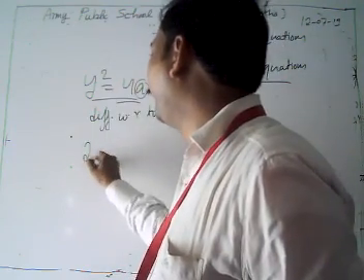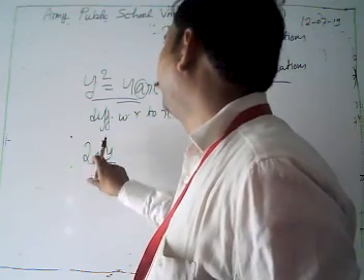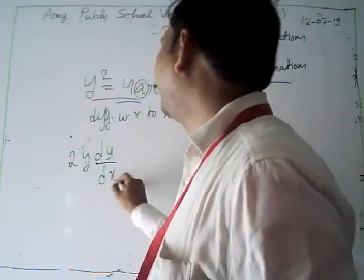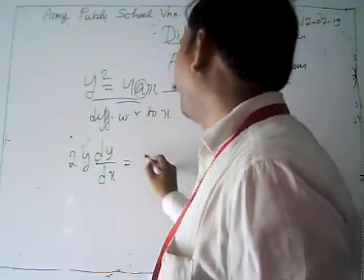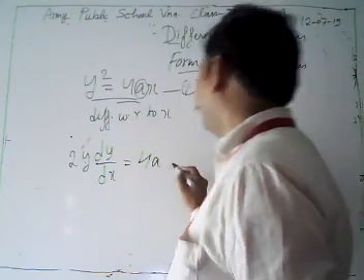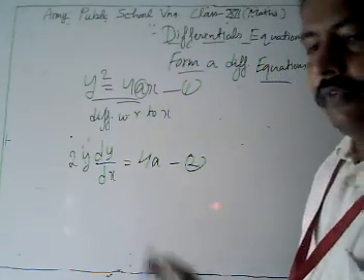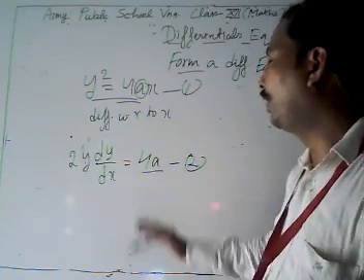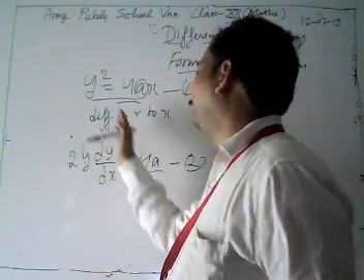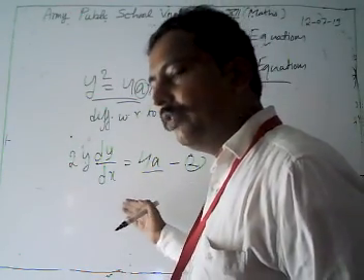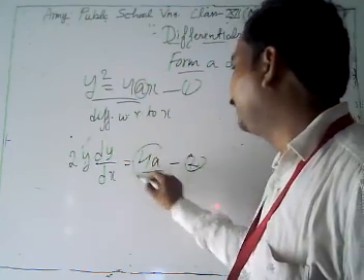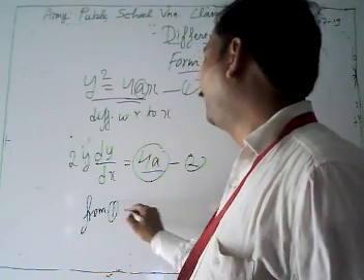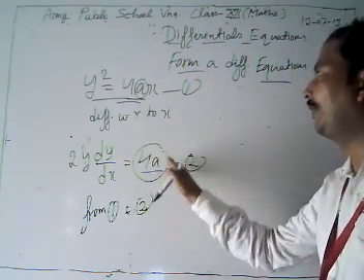Then what we have here, we get 2y dy/dx equal to 4a times dx/dx of x, which is 1. Then we get 4a. We have differentiated only one time. Now we have to remove this arbitrary 4a. What we do is put the value of 4a from equation 2 into equation 1.